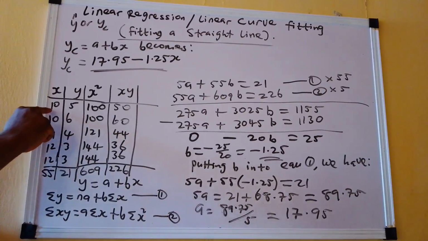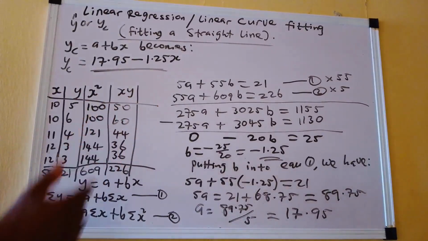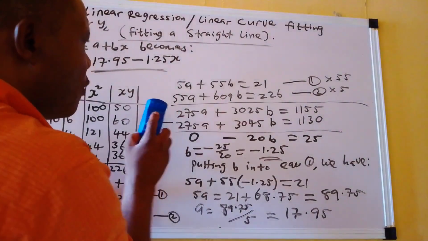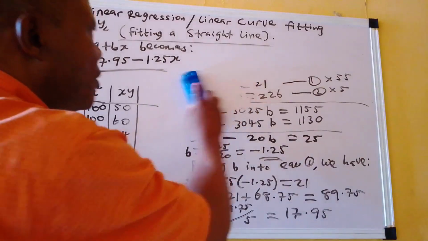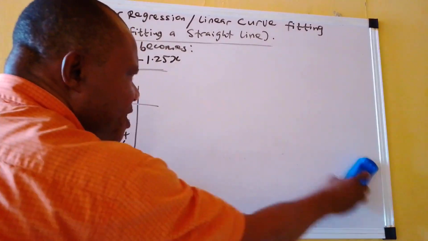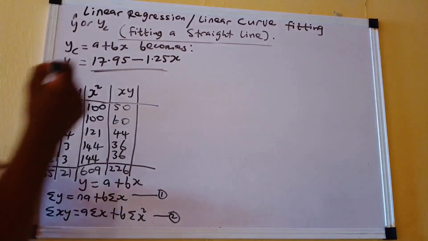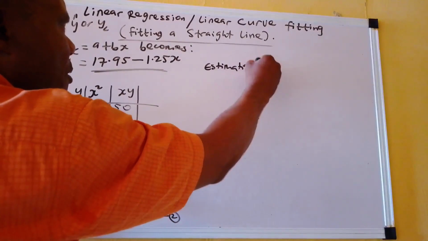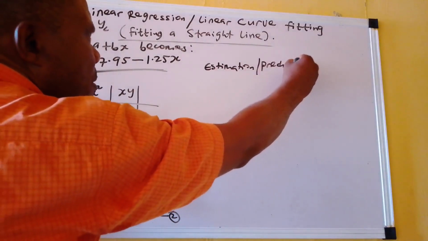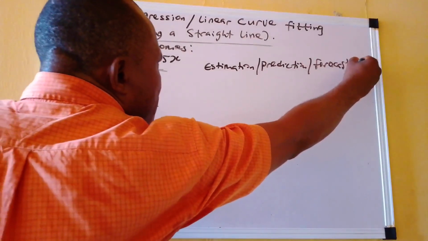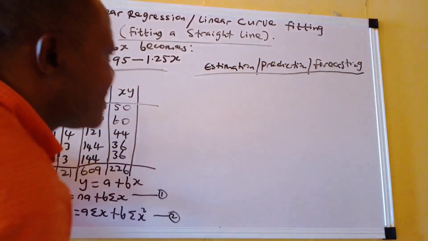But now we want to use y because y is depending on x. When a particular value of x is known or given, then we can predict or estimate the corresponding value of y. So permit me to clean this part of the board so that we can have space to continue with our prediction, our estimation. Now it's time to estimate. Estimation, prediction, forecasting.